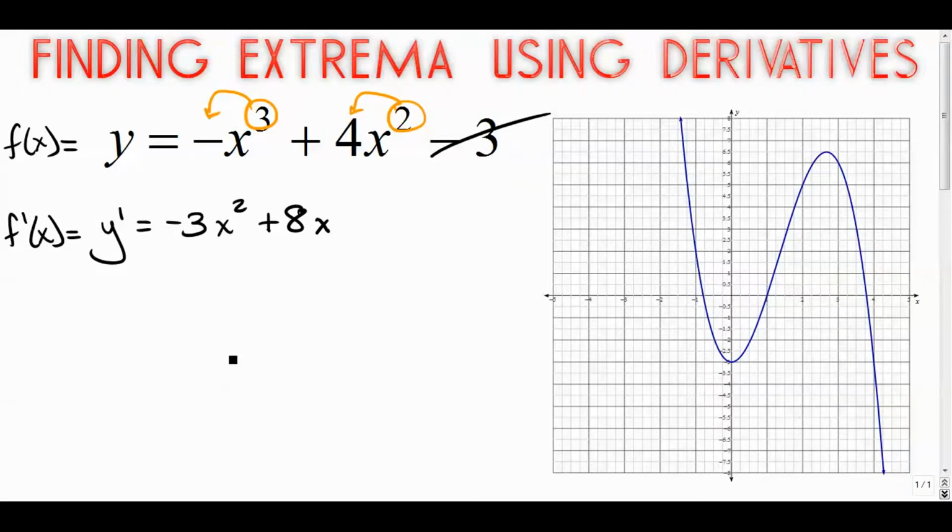We need to solve this thing by setting it equal to 0. We want to figure out where our derivative is 0. Our derivative is going to be 0 anytime that our graph flattens out. We'll talk more about tangent lines later, but derivatives basically find the instantaneous rate of change of a graph at any given point.